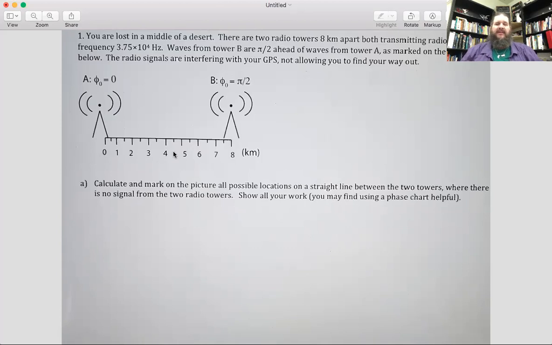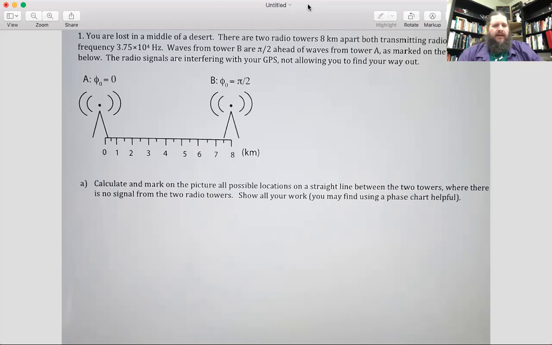Since B is ahead, B emits a crest first, and then A emits the same crest. B emits a crest, then A emits a crest. So B has sort of a head start in time. But typically we wouldn't represent that as a time term. We'd represent it as a phase constant difference, because the phase constant is really talking about what's going on at the source. Different phase constants mean one of them has sort of a head start on the other.